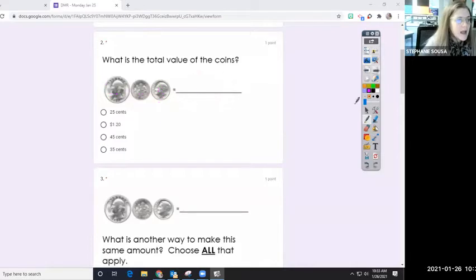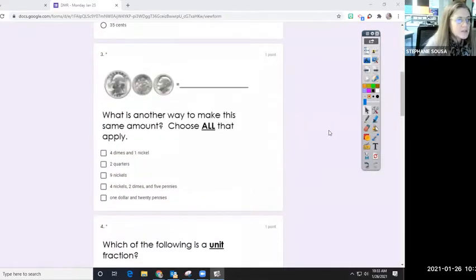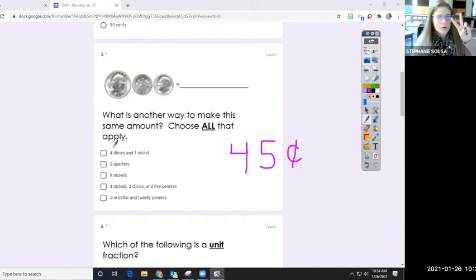Next up, it asks about the same coins and says, what is another way to make this amount? So this amount that we're making is 45 cents. We've got to figure out another way. 4 dimes is 10, 20, 30, 40, plus a nickel is worth 5 cents. So 45 cents is correct. Thank you. Put it away.